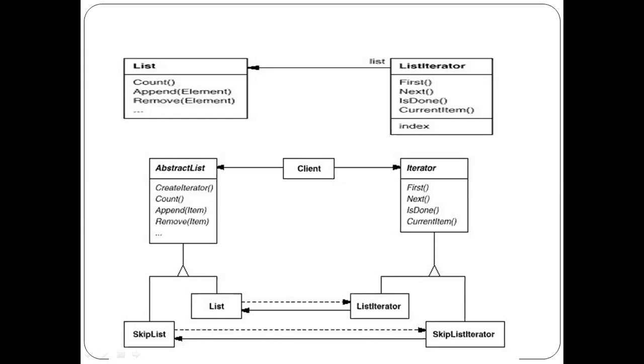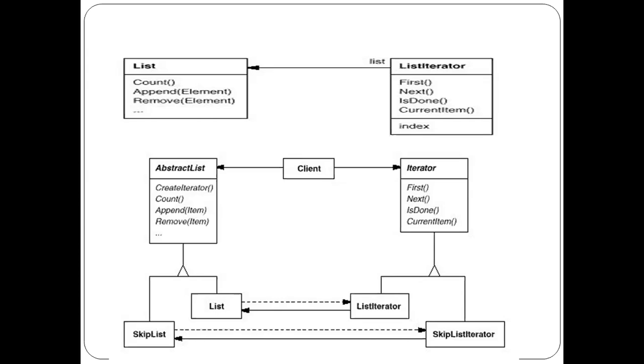So the create iterator of list will create a new list iterator, and create iterator for skip list will create a new skip list iterator. But list iterator and skip list iterator will both have the operations first, next, is done, current item to traverse the list or the skip list respectively, according to what it is connected to. So we can have types of iterators also based on the types of aggregate objects.